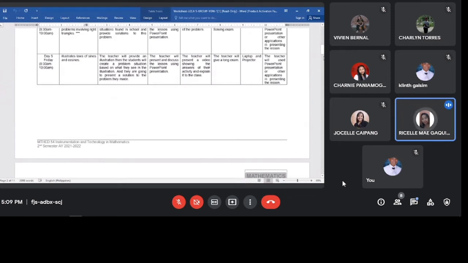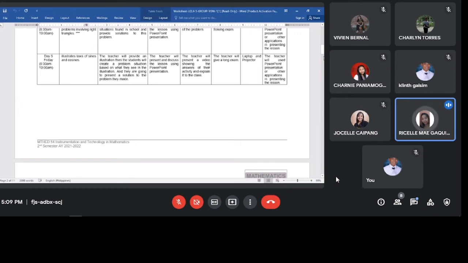For the discussion, the teacher will present and discuss the lesson using a PowerPoint presentation. For the independent practice, the teacher will present a video showing the answers of their activity and explain it to the class. And for the assessment, the teacher will give a long exam.